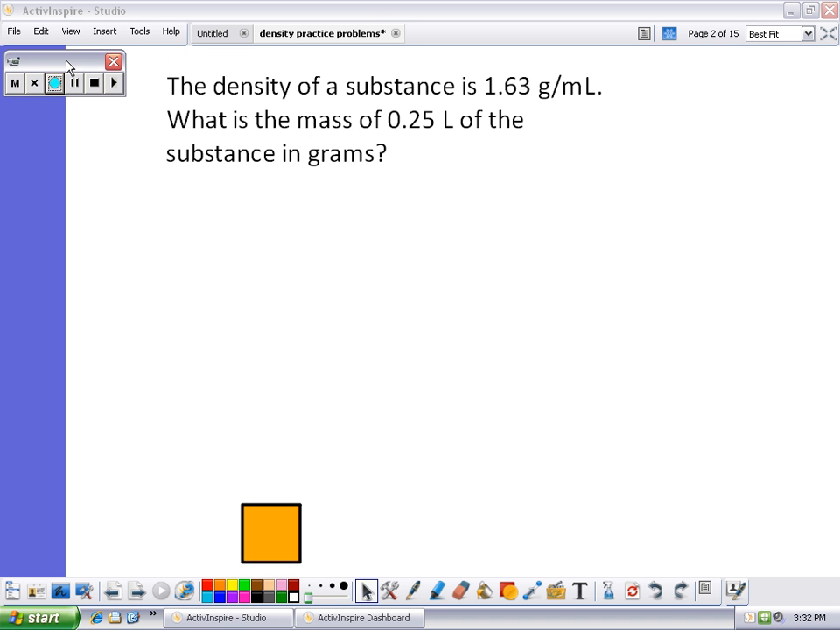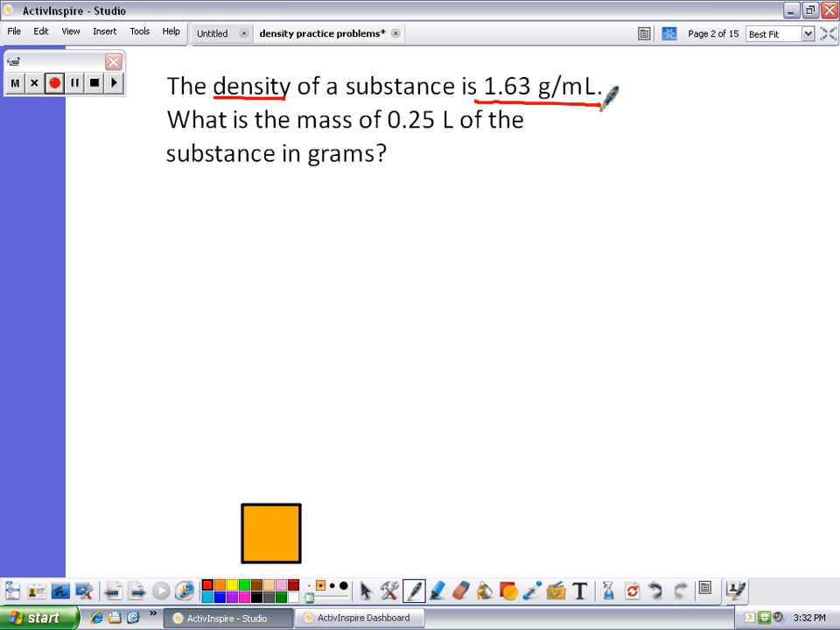The density of a substance is 1.63 grams per milliliter. What is the mass of 0.25 liters of the substance in grams? So what you want to look at is it gives you the density, and it gives you the volume. It says, what is the mass? So the mass is what you're looking for. So notice I'm going to circle the variable that we are looking for.